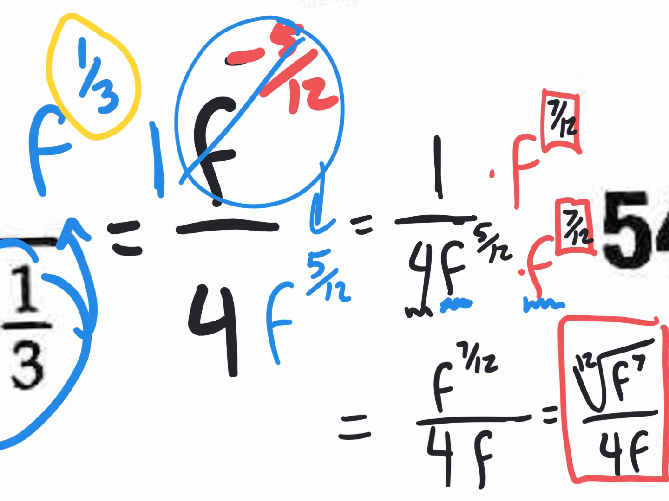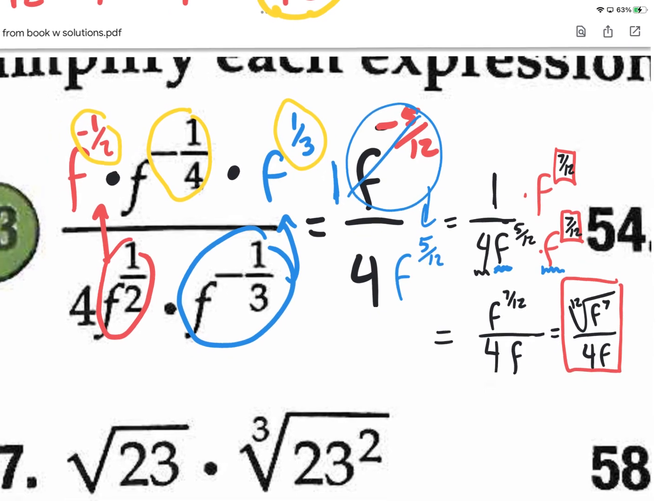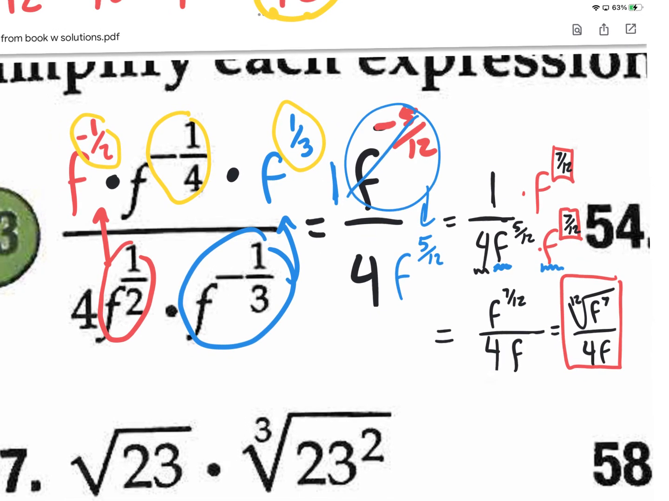So anyways, we did 3 different types of questions that were very similar to each other. And these are probably one of the most confusing ones. And if you understand it, that's awesome.